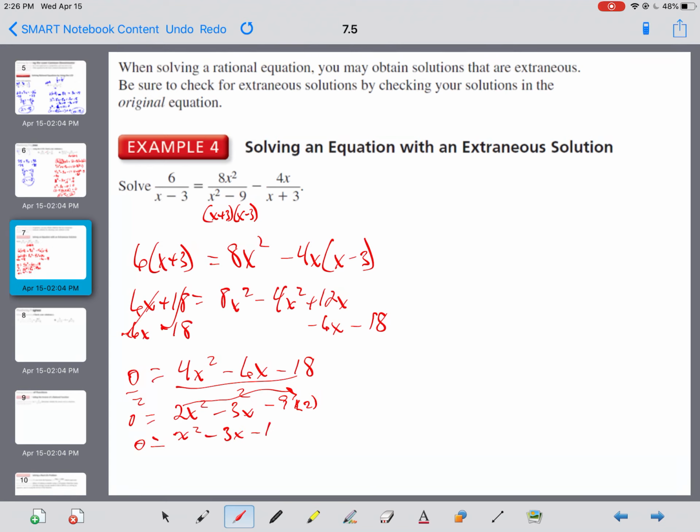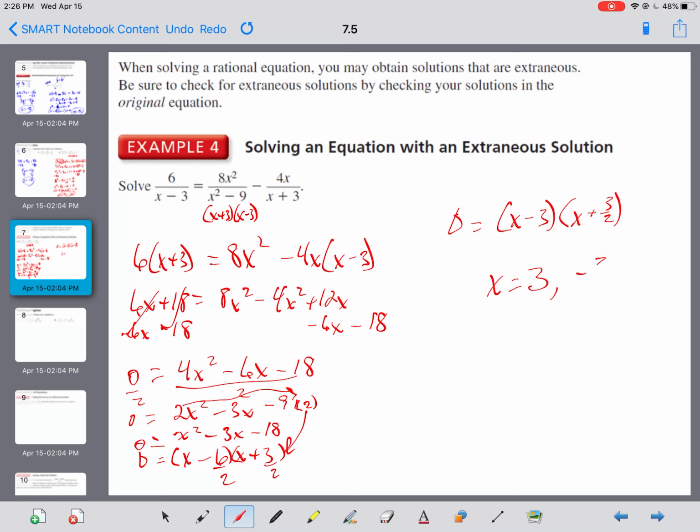Slide the 2 to the back. Okay. Factors of 18 that subtract to 3 would be 6 and 3. Needs to be negative, so that goes like that. If you slide it, you've got to divide it. So 0 equals x minus 3 and x plus 3 over 2. So x is positive 3 or negative 3 over 2.